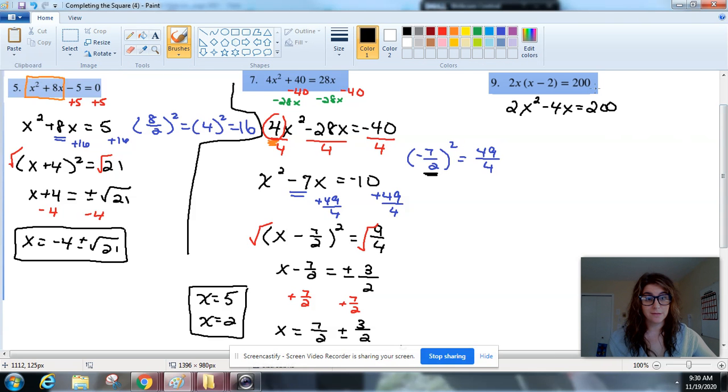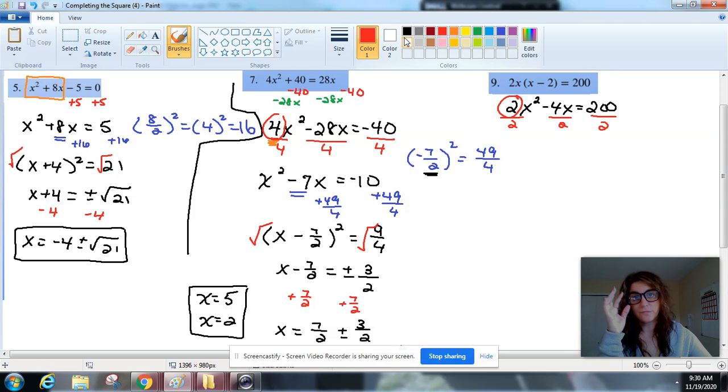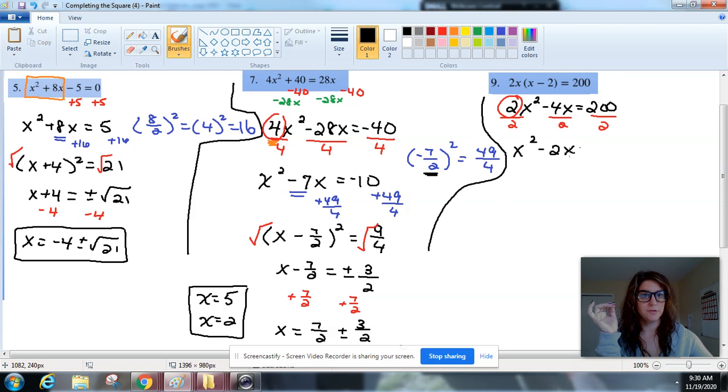I don't have to move anything. My x's are already on the left side. They're together. My numbers are already by themselves. So just like the previous problem, I'm going to divide everything by 2 because I got to get rid of this leading coefficient. Anytime I have a leading coefficient, divide it out, get rid of it. So this ends up becoming x squared minus 2x equals 100.